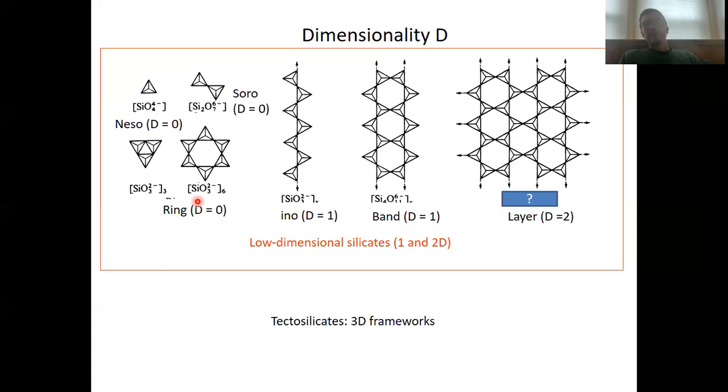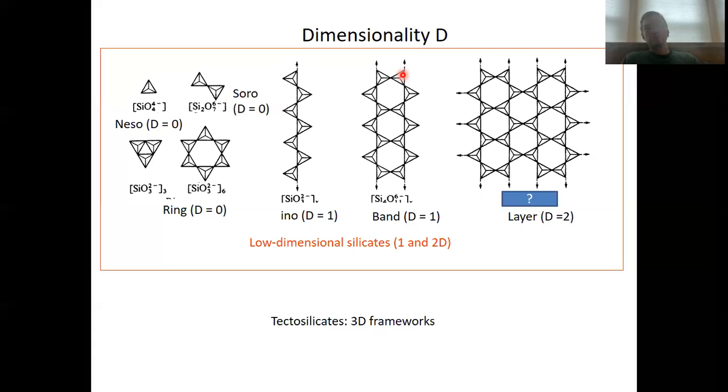All right, then you can actually link single chains together to make band silicates. As shown here, you have a band silicate which is made of two chains fused together. Again, we have an extended structure only in one dimension, therefore this is still just a one-dimensional silicate.